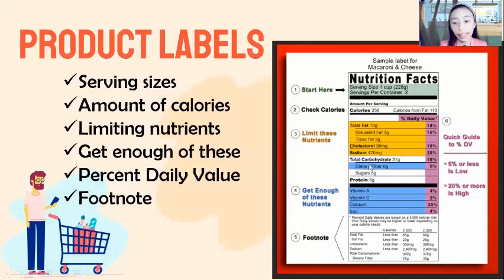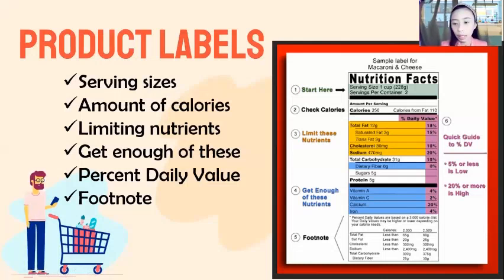Of course, the dietary fiber, none. Vitamin A, 4%. Vitamin C, 2%. And calcium, 20%. Iron, 4%. This is an example of a nutrition fact for a macaroni cheese. So in this product, you have here vitamin A, C, calcium, and iron. That's good news.